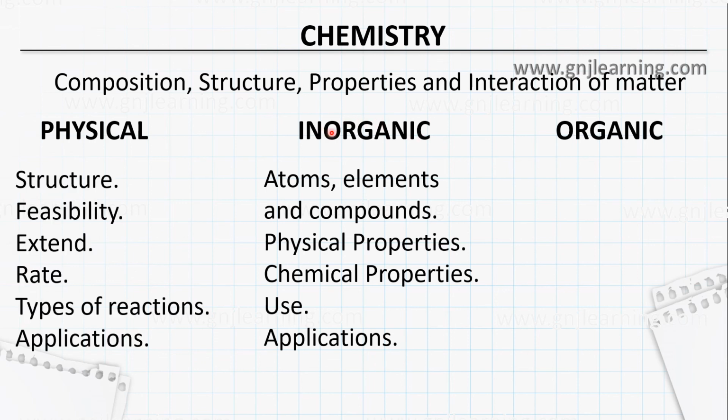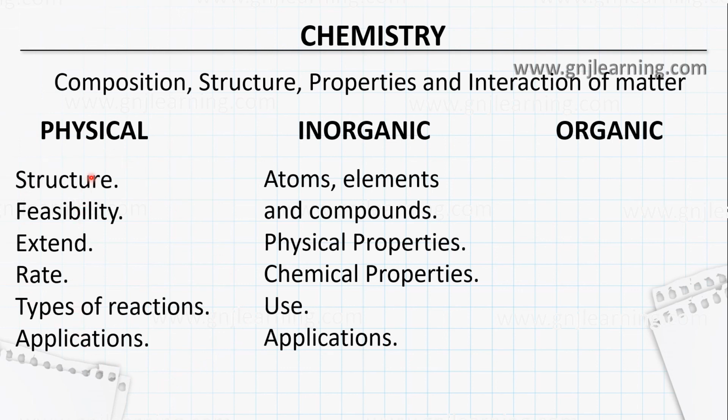But if you go into the aspects like structure and composition, it will come under physical chemistry. So physical chemistry is about the structure, it's about the feasibility of chemical reaction, extent of a chemical reaction, rate of a chemical reaction, and different types of reaction and its application. So a lot of things will be covered under physical chemistry.